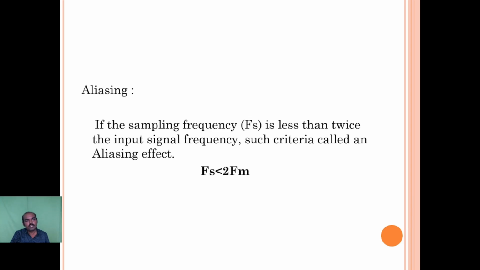The next one, aliasing. Aliasing is nothing but the third condition of sampling theorem. If the sampling frequency Fs is less than twice the input signal frequency, it is called aliasing effect. Fs is less than 2Fm.